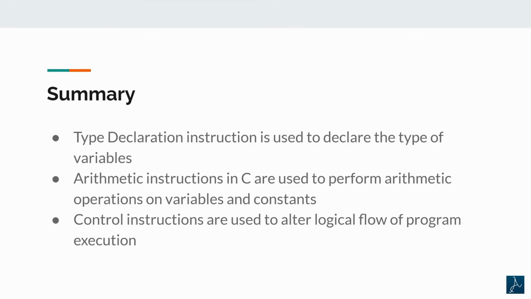Let's summarize what you have learned in this lecture. Type declaration instruction is used to declare the type of variables. Arithmetic instructions in C are used to perform arithmetic operations on variables and constants. Control instructions are used to alter the logical flow of program execution.